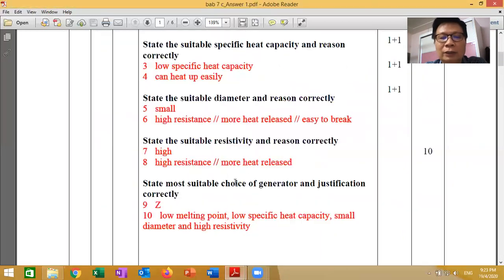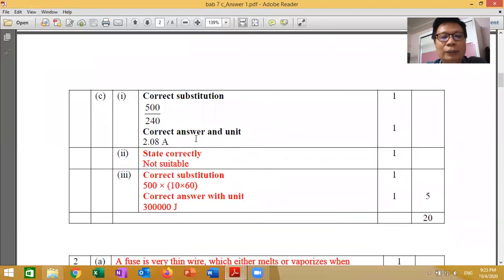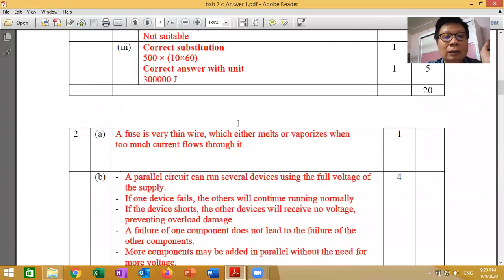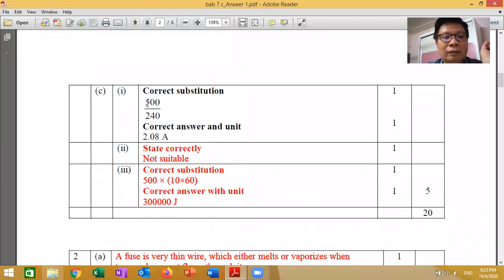Now the answer. First, to find the current, use a formula. Power, P equals V I. So to find I, power divided by voltage. Power 500, voltage 240. P equals V I, understand? We have this formula, type it here. Power divided by voltage, so we get the answer 2.08 ampere. Now the current is 2.08 ampere, but the fuse is 0.5, so the answer is not suitable.